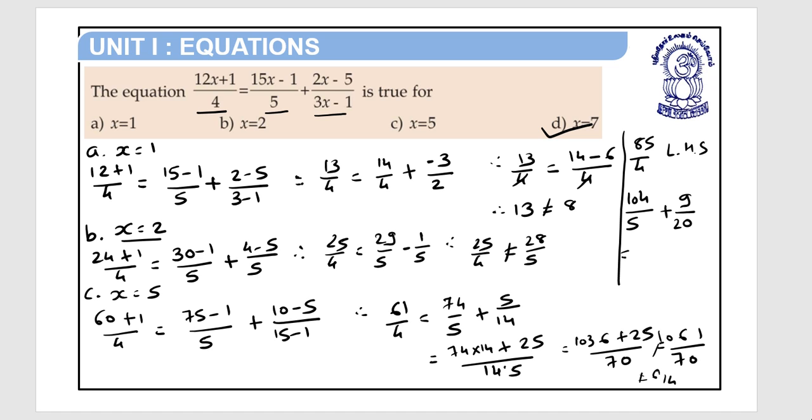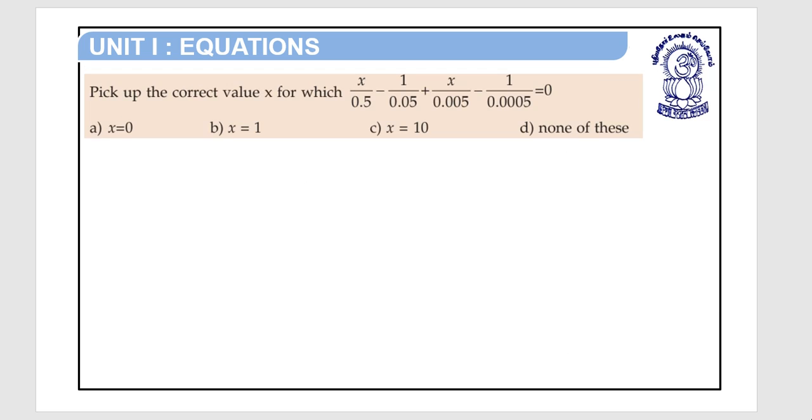So solve the RHS. 5 fours are 20. So 104, 416 plus 9 by 20, 425 by 20. So LHS is equal to RHS. So option D is right. So answer is D.